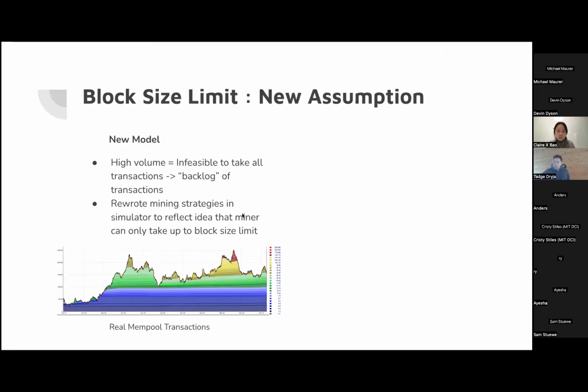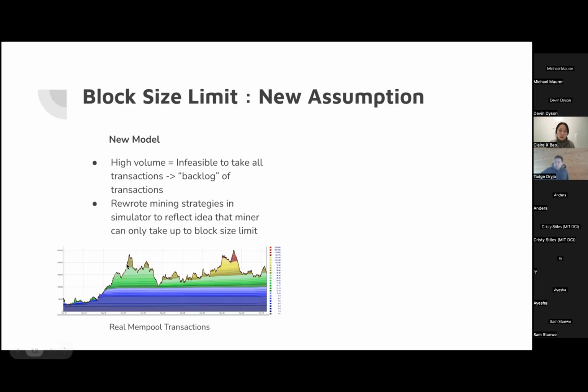This is the reasoning that the original paper used to show that undercutting attacks are effective. However, this is not always the case. Especially recently, there has been a higher volume of transactions available and waiting to be confirmed. It's infeasible to take all of these transactions and put them into a block because we're limited by the size of the block. This leads to a backlog of transactions waiting to be confirmed, but can't yet because of the block size constraints. So essentially what we did is rewrite the mining strategies in the simulator to reflect that a miner can only take a number of transactions up to the block size limit.